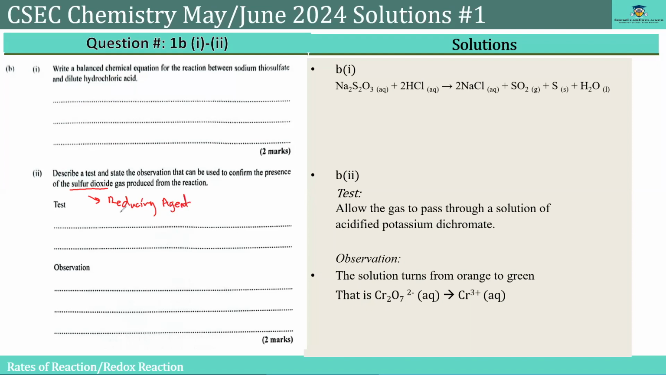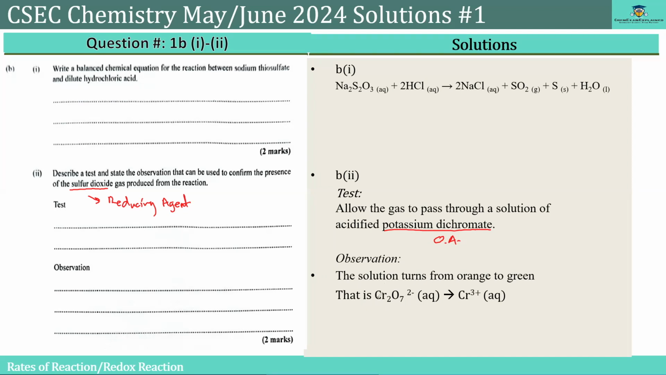So to test for a reducing agent, we need an oxidizing agent, and we could use acidified potassium dichromate or acidified potassium manganate(VII). So the potassium dichromate is an oxidizing agent. And the way that we're going to test for the SO2 is to allow the gas to pass through the solution of the acidified potassium dichromate. Or you could simply say you bubble the SO2 gas through the potassium dichromate and observe.